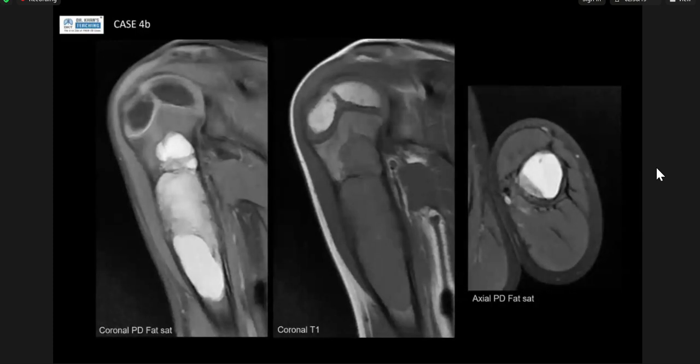Simple bone cyst. Okay, good. I think this is a tricky case. You tackled that really nicely.